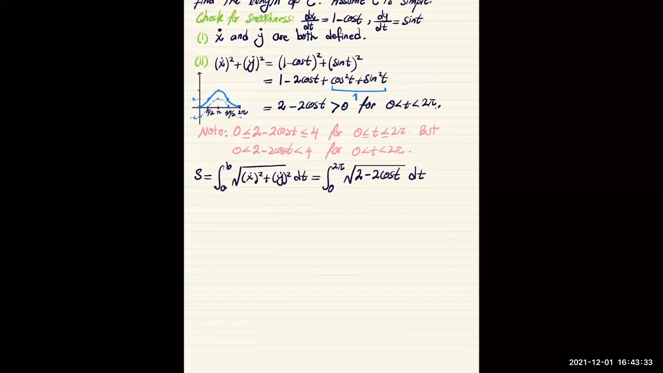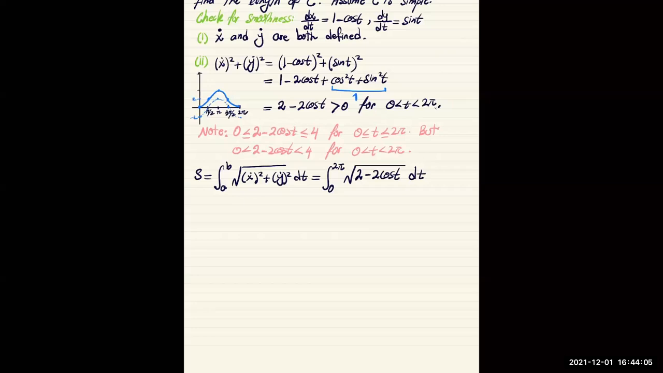All right. And you can't just say this is 2 minus 2 cosine t to the power of half and add 1 to the power of half divided by the new power. We cannot use the power rule. This is a composite integrand. You have a function within another function. So no basic method can be used, to be honest with you.